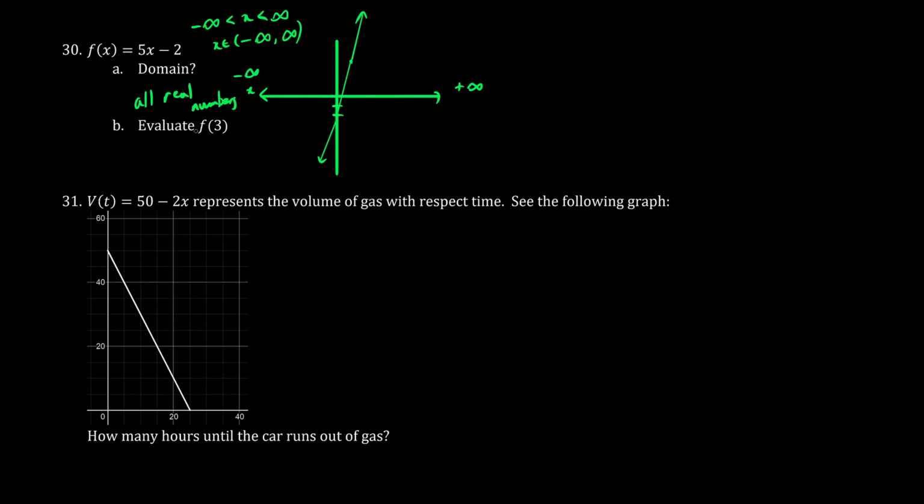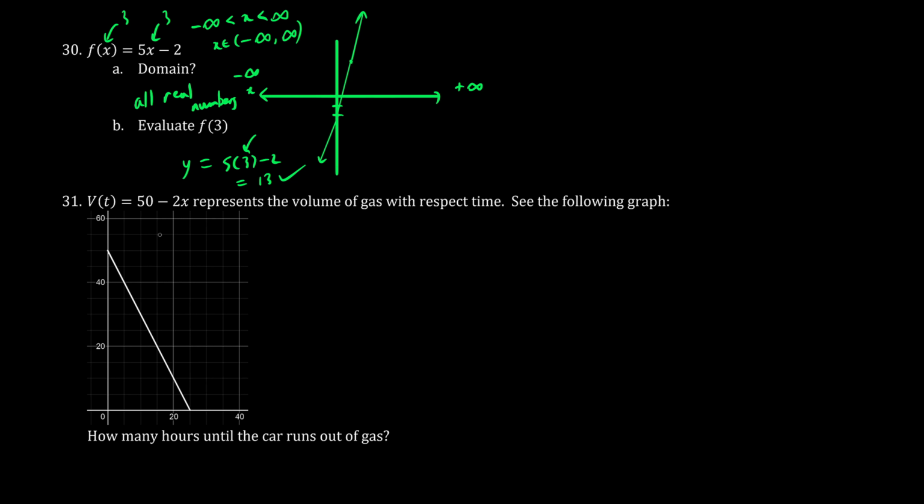Next, let's evaluate f(3). When x is 3, you just replace x with 3. So y, or f(x), is equal to 5 times 3 minus 2. Direct substitution: 5 times 3 is 15, minus 2 is 13.